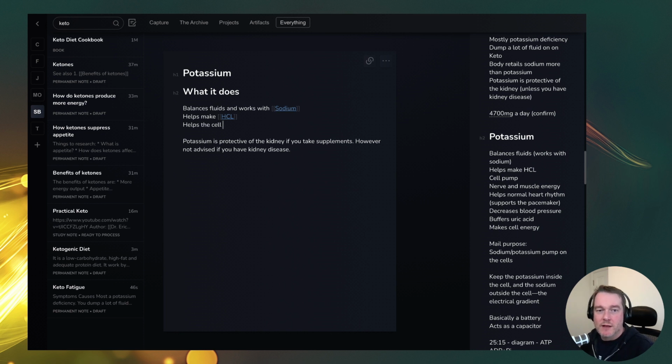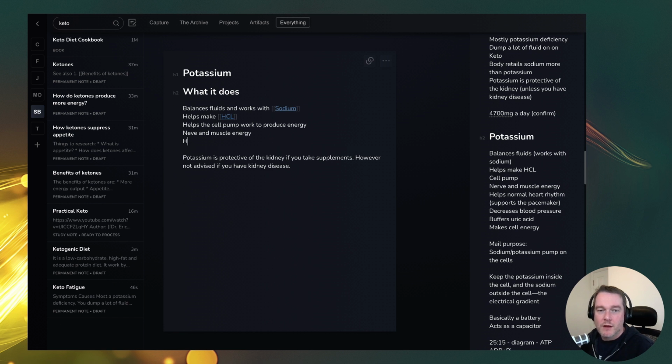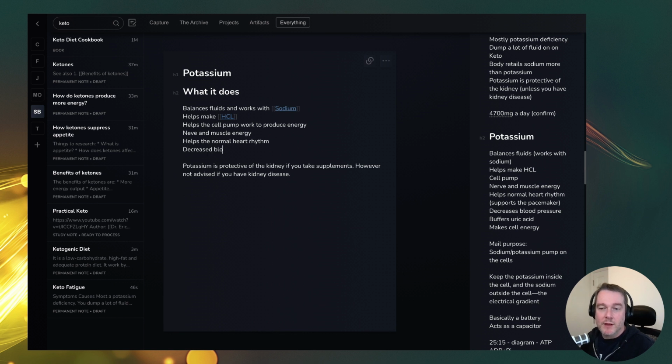Helps the cell pump work to produce energy. Nerve and muscle energy. Helps... I don't really know what these are, so I'm just going to put placeholders here so we know how to dig more into this. Helps the normal heart rhythm. Decreases blood pressure, buffers uric acid, and makes cell energy.